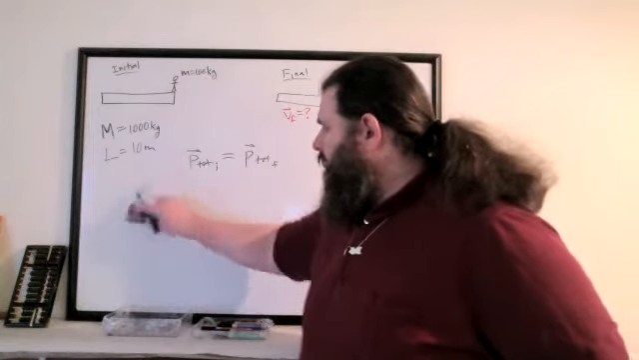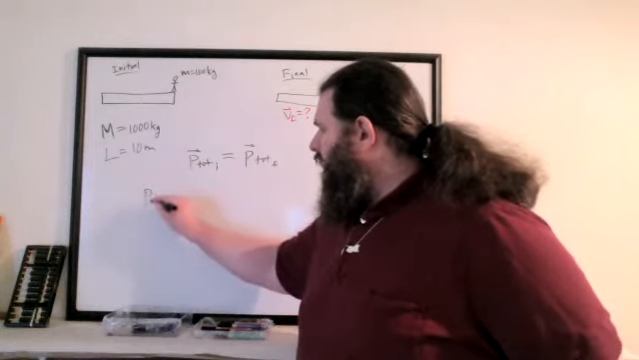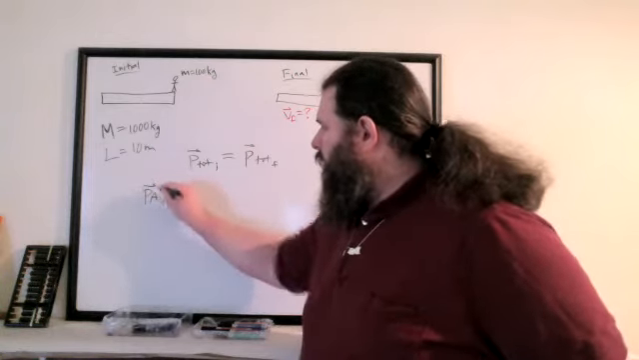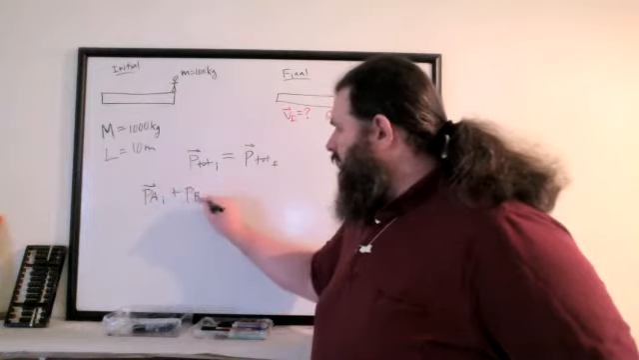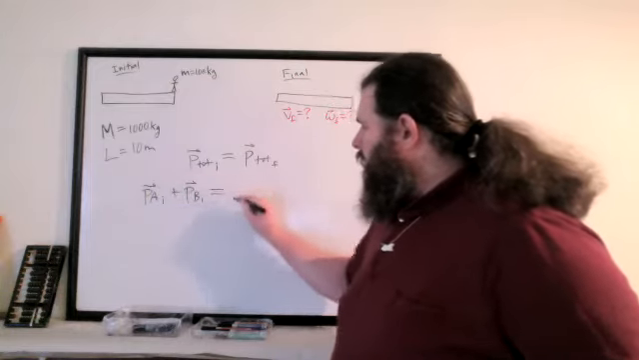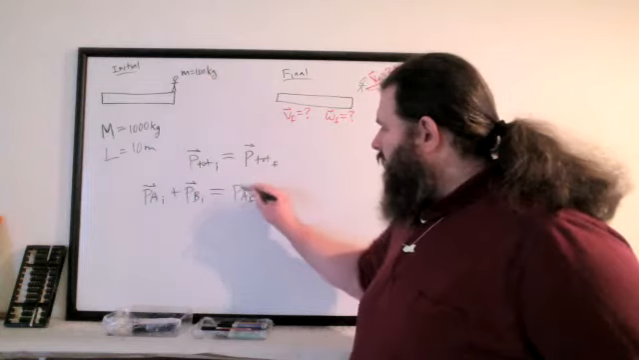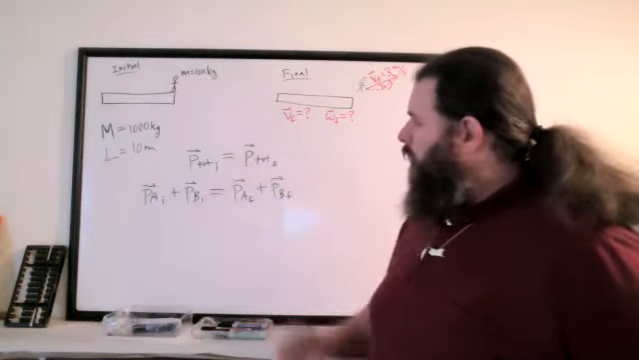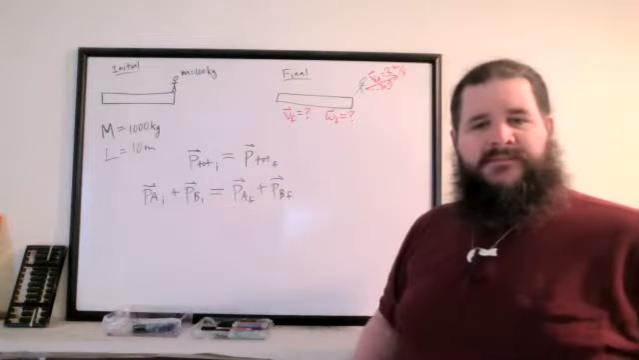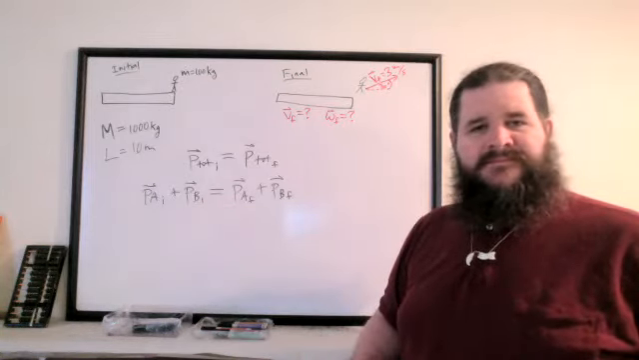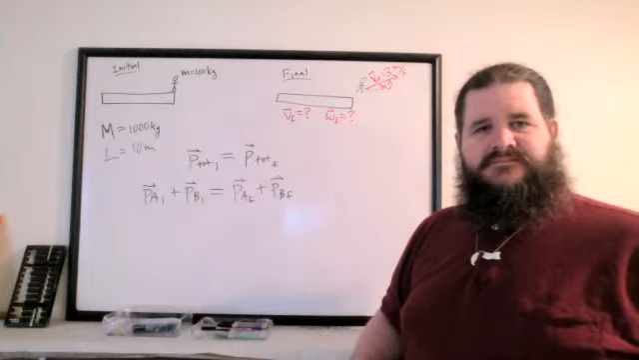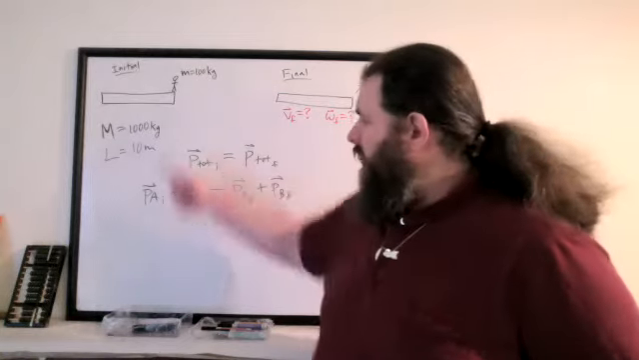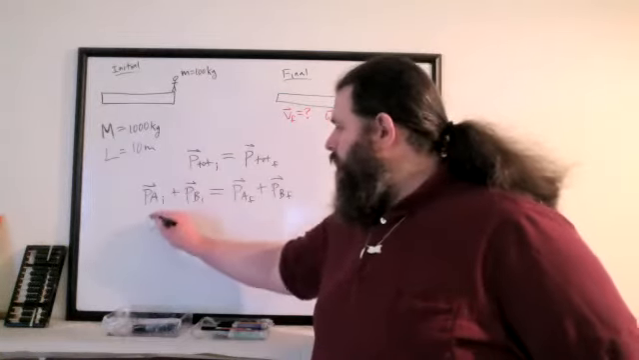I'll just call those A and B. Momentum of the astronaut initial and momentum of the beam initial equals momentum of the astronaut final plus momentum of the beam final. What do we know about their initial momentum? It's 0. Right. If they're not moving yet, then their initial momentum is 0.